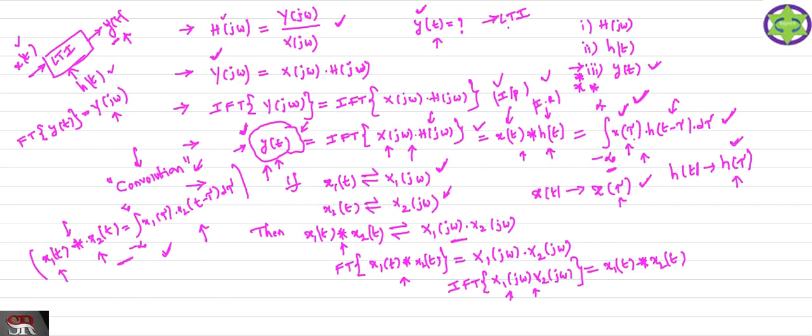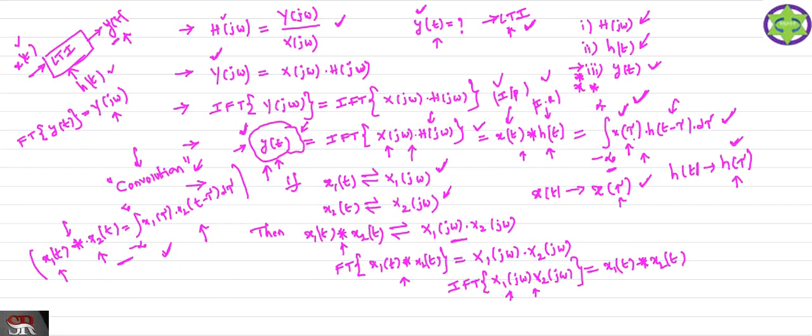Here we have three major problems. An LTI system is given in the exam, which is described by a certain equation. For the LTI system, the first problem is to find the transfer function H of j omega. Later, we have to find the impulse response.